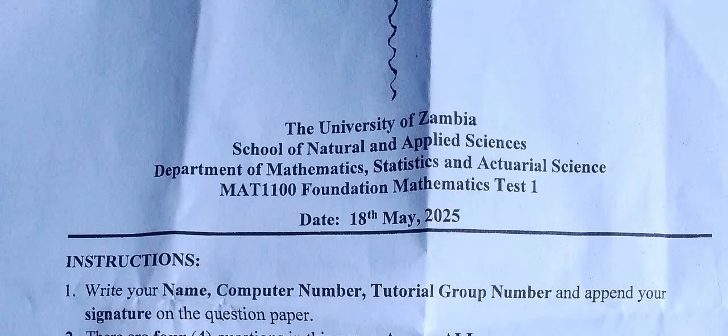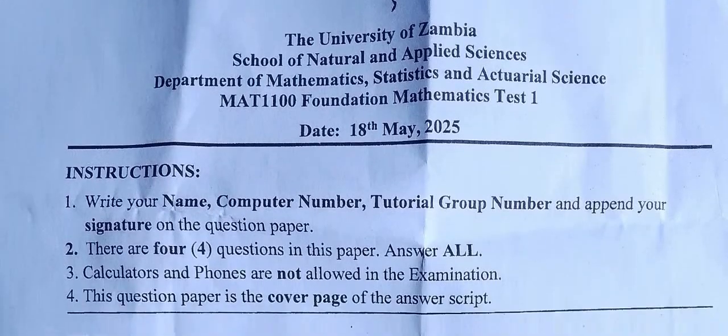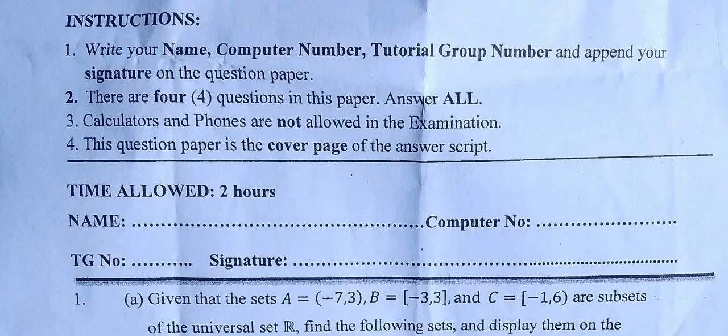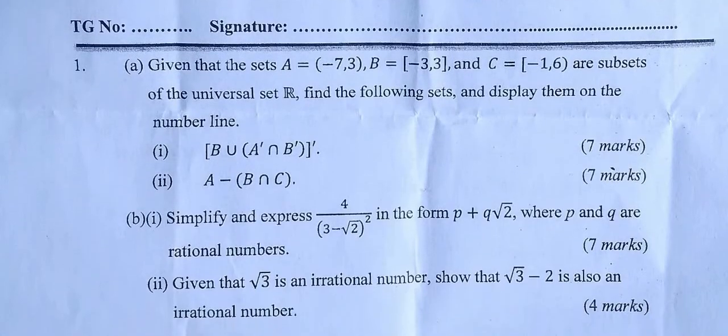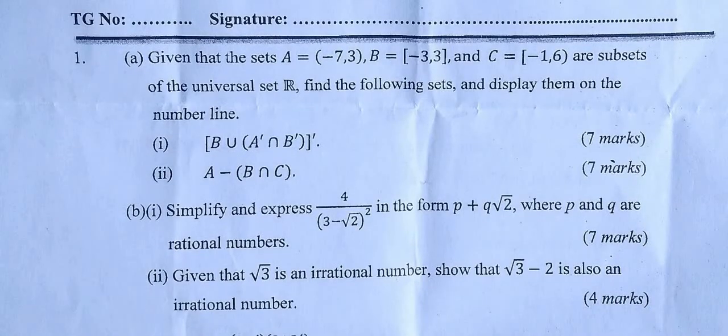So this was question 1. Question 1 here is under sets. They're saying, given that the set A is open from -7 to 3, and B is closed from -3 to 3, closed on both ends, then C is closed at -1 but open at 6. The universal set is simply the whole real number line. They are saying display the following on the number line. That's what they want us to do.